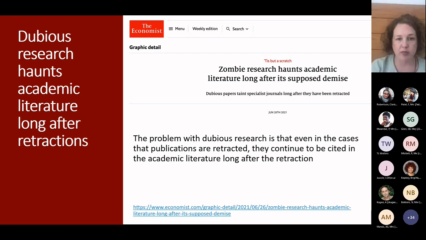But essentially, the problem with dubious research is that even in the cases where it's identified and those publications are then retracted, they somehow continue to be cited in the academic literature long after the retraction. So as academics, we're not doing a good enough job of checking: has this article been retracted because it was found to be fraudulent or dubious in some way? And should we be citing it in our research to support the evidence base?